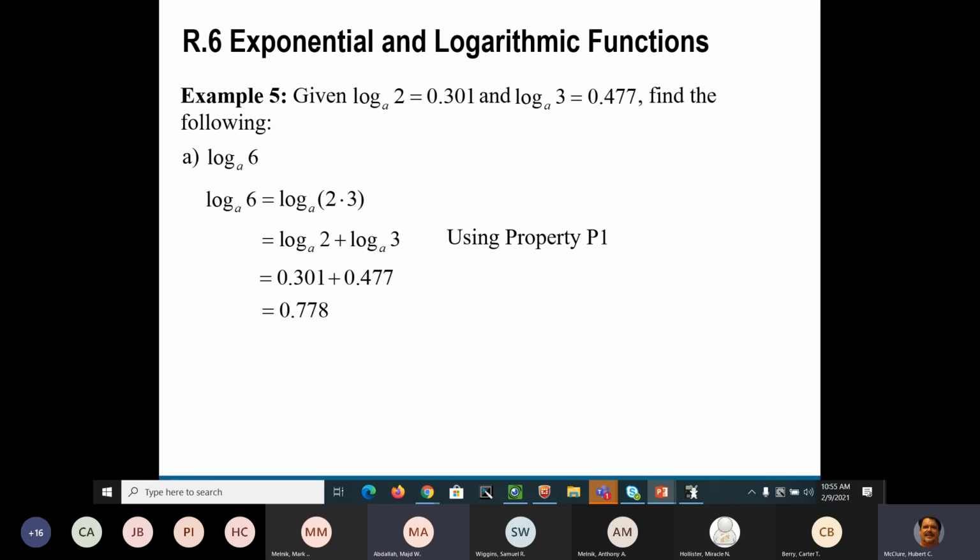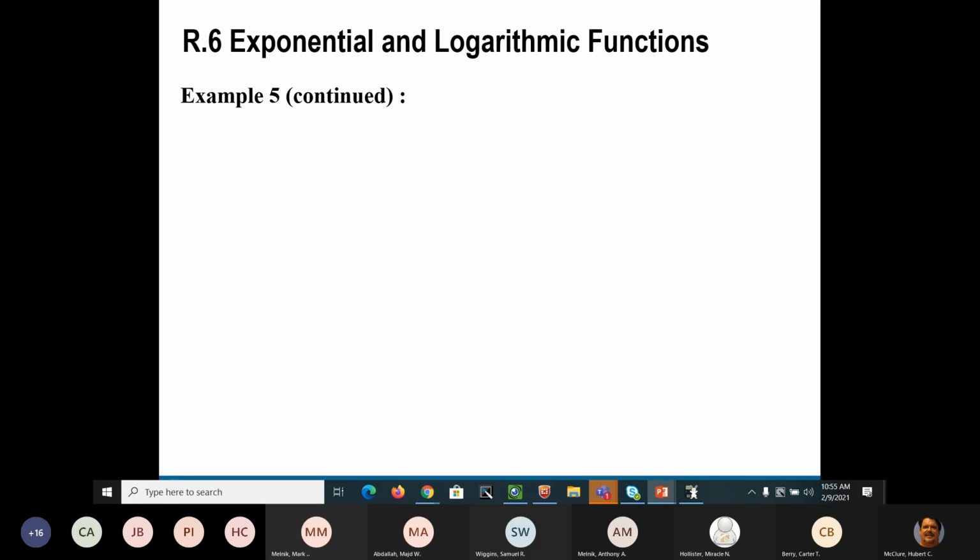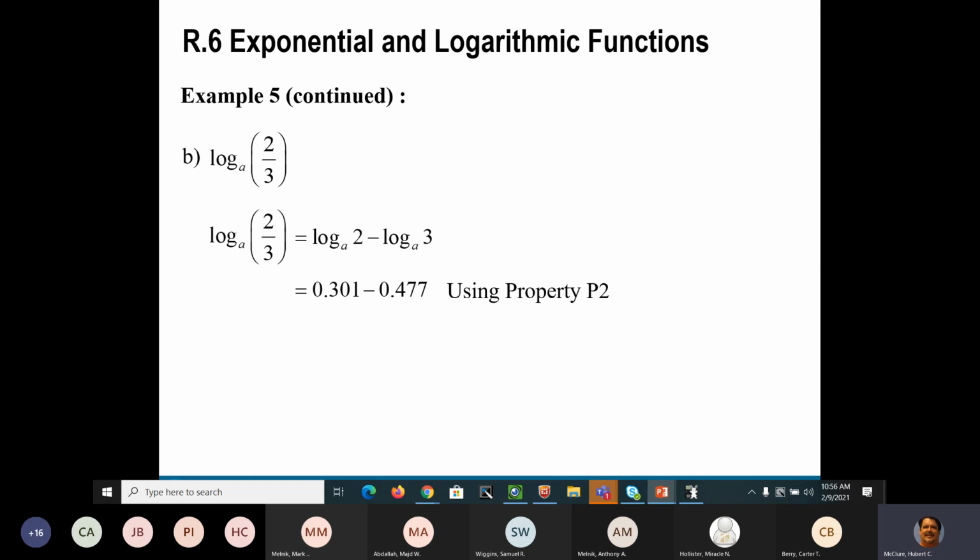All right. So next, log base A of 2/3. How can I do that? Well, that would be log A of 2 minus log A of 3. And now you subtract them. So that would be log A of 2 minus log A of 3, which would be those decimals subtracted from each other, and whatever that comes out to be.